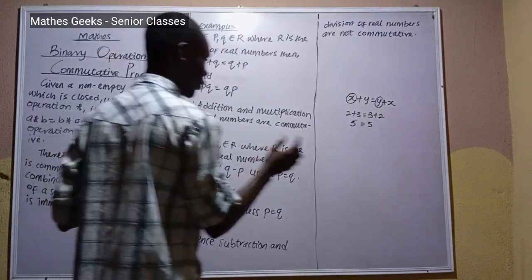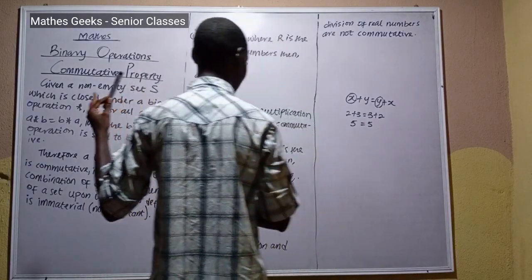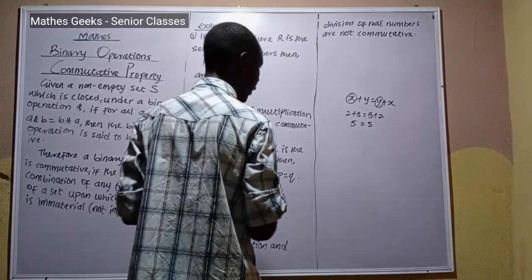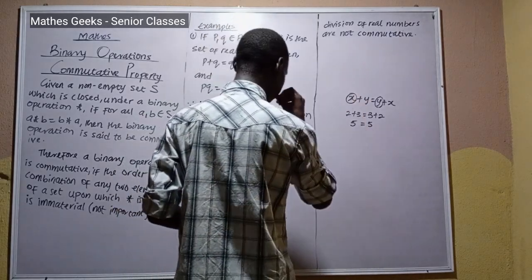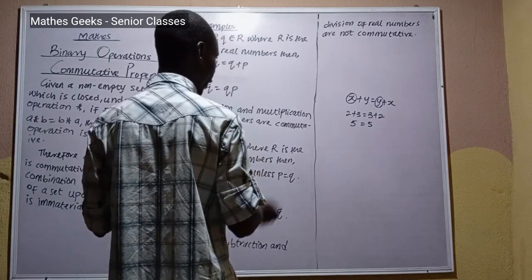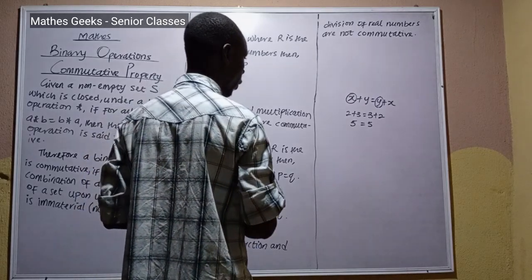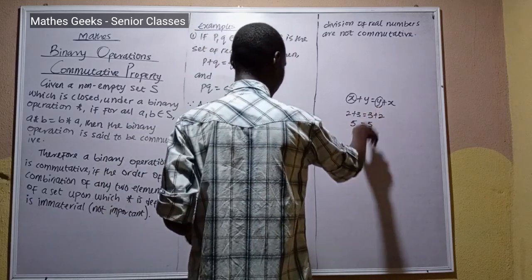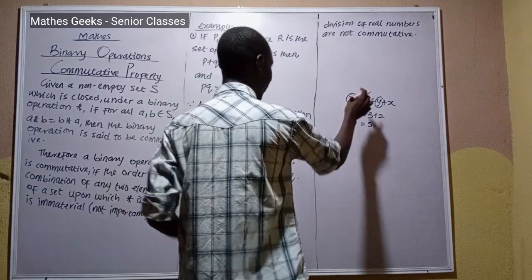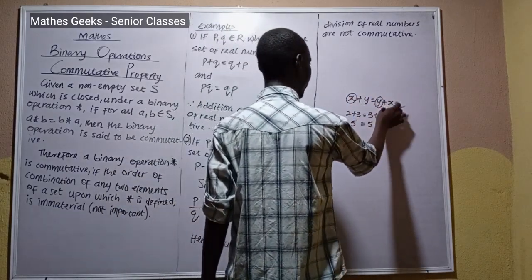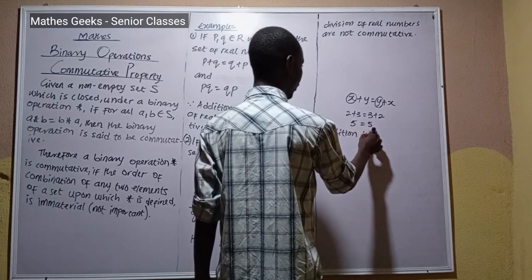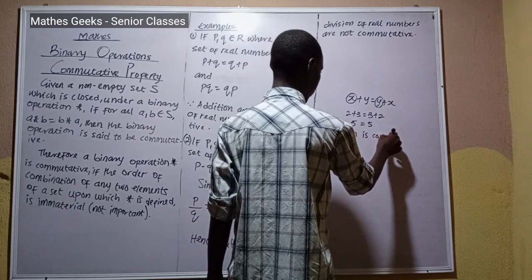If you decide to start with the first element and then the second element and combine them under the operation addition, or you start with the second element first followed by the first element, and they give you the same answer, then that operation is commutative. So if X plus Y is equal to Y plus X, then addition is commutative, and it is generally commutative.